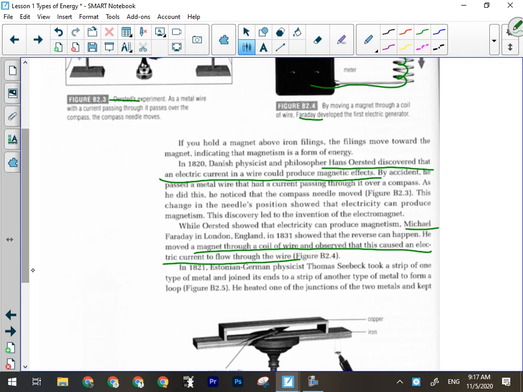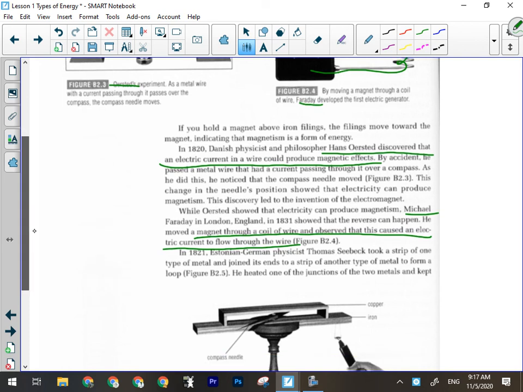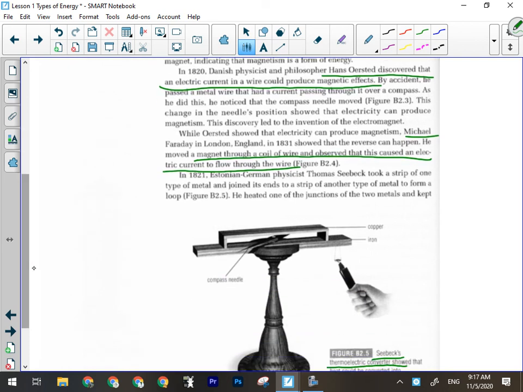Okay, so that's converting electricity to magnetism and vice versa. And then it was discovered that you can actually turn heat directly into electricity. It's not very efficient, but it works. You can actually turn thermal energy directly into electricity by using a thermocouple. We use thermocouples in circuit breakers.